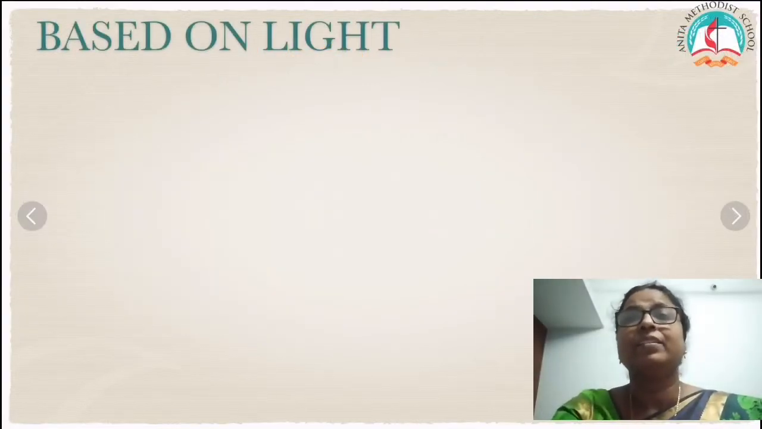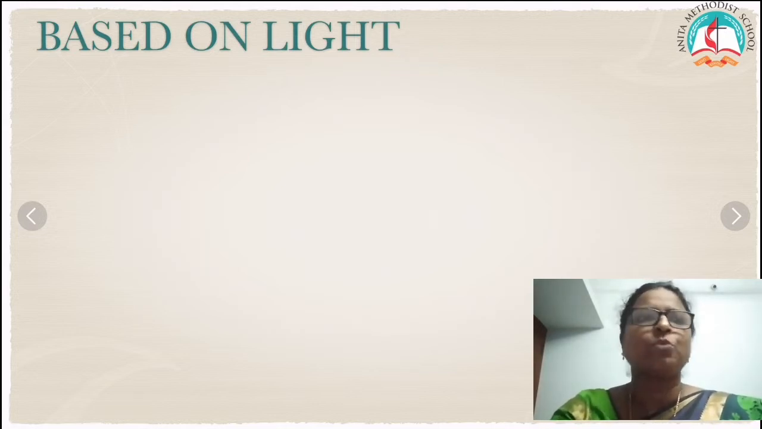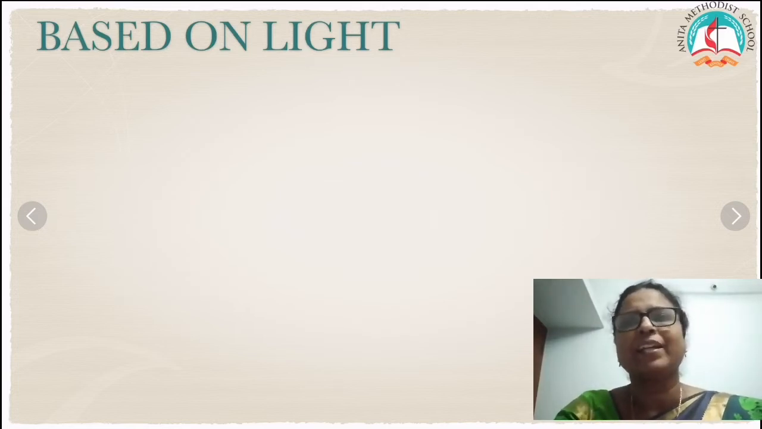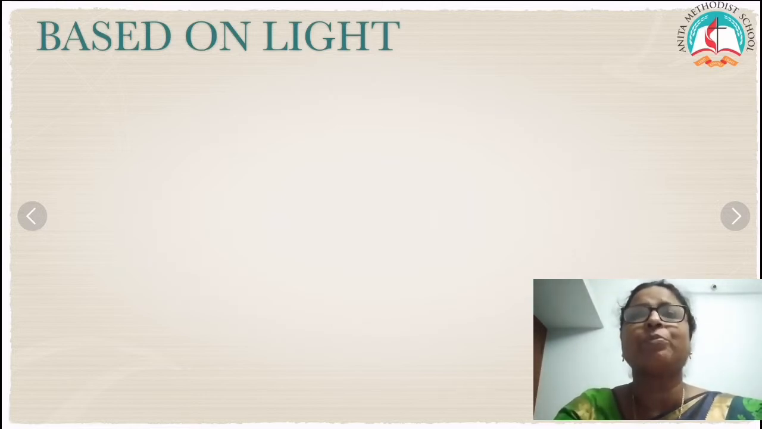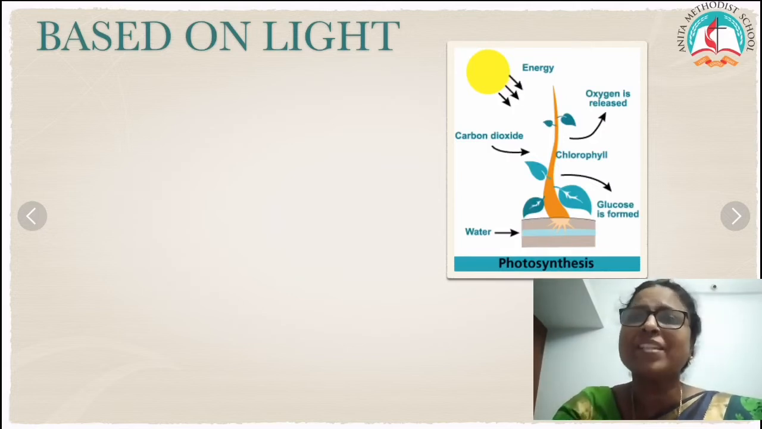Next, we are going to see chemical reactions based on light. So what will happen if there is no sunlight? All human activities will be affected. When there is no sunlight, we won't get food to survive, isn't it? So sunlight is important not only for human beings, it is important for plants as well. Yes, in the photosynthesis process, the plants need sunlight to prepare their food.